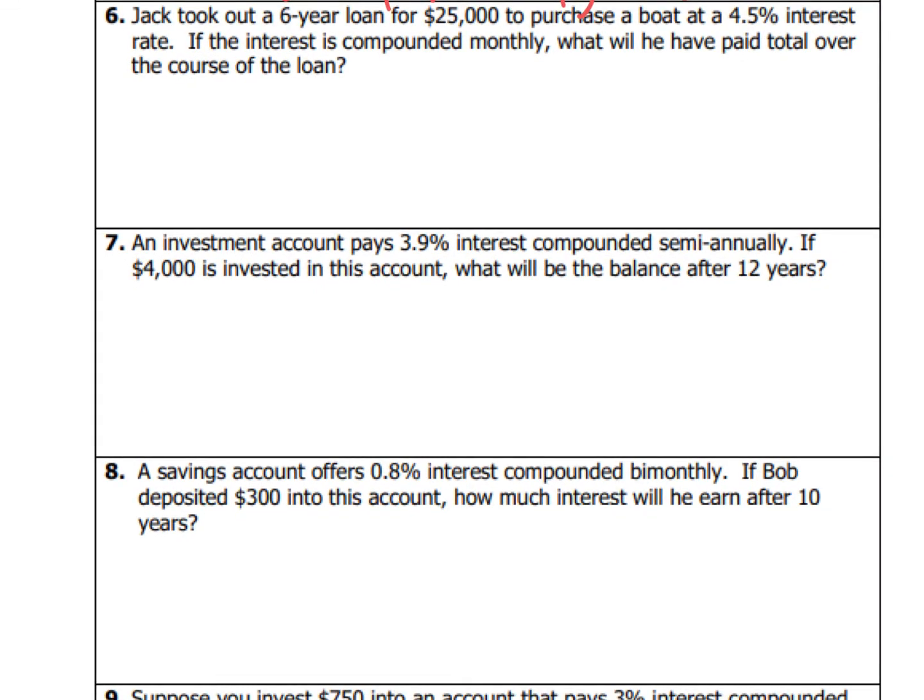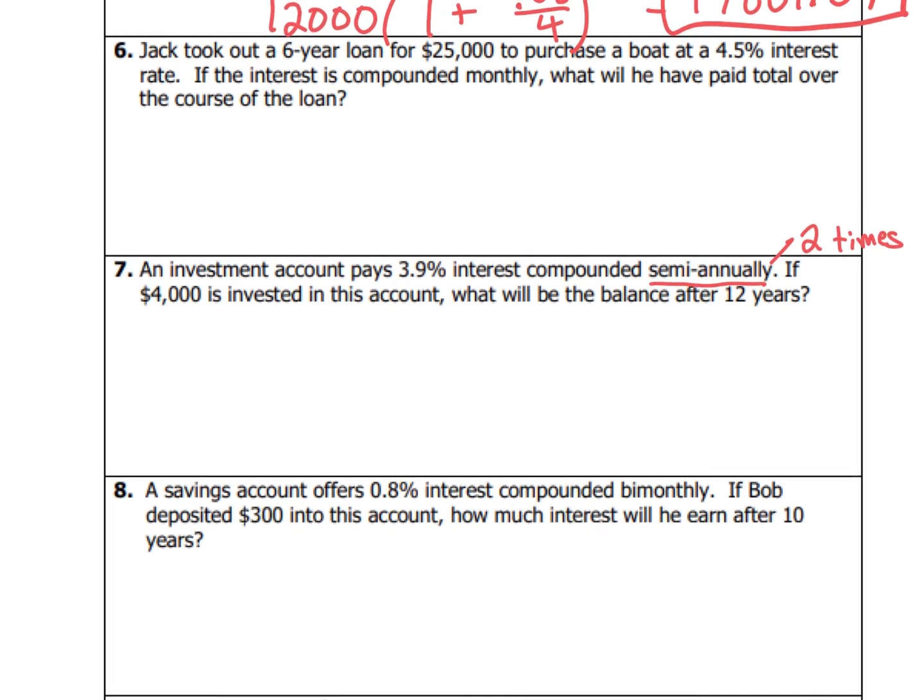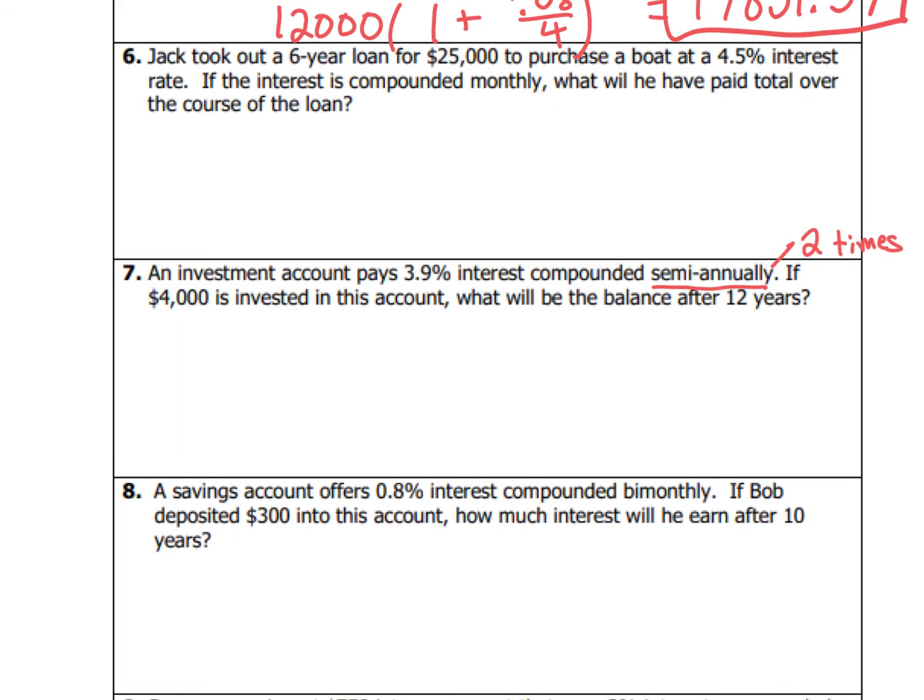This one says semi-annually, which means how many times a year? Twice, 2 times. So go ahead and try that one. Okay, how'd you set this one up? What'd you write for your formula?